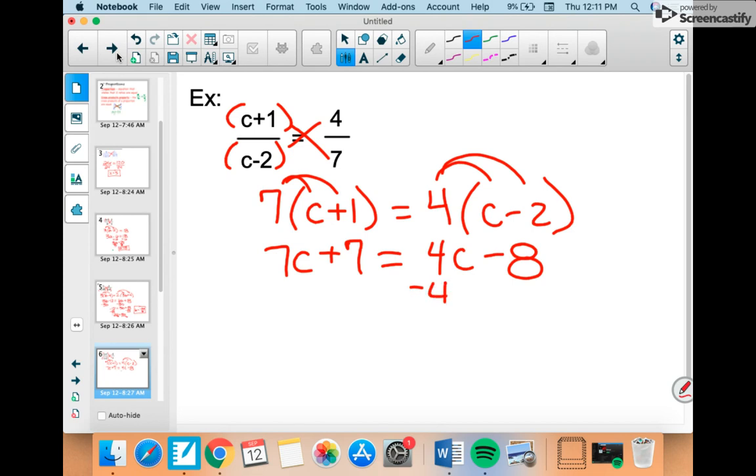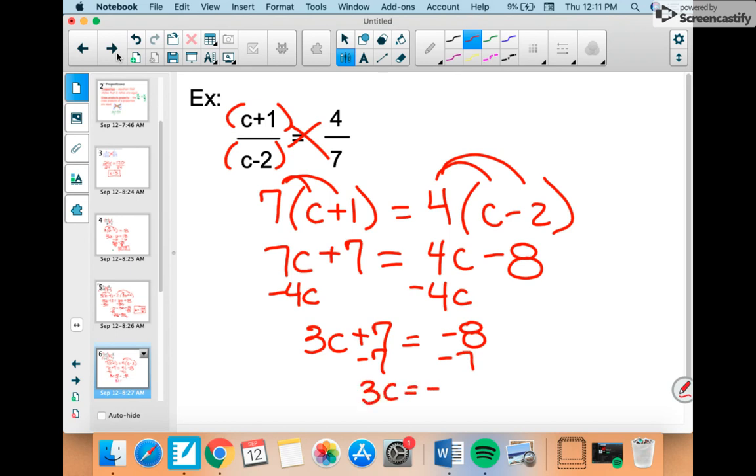I'm going to subtract the 4c over. So I get 3c plus 7 equals negative 8. Subtract 7 on both sides. So I get 3c equals negative 15, and divide by 3, so my final answer is c equals negative 5.